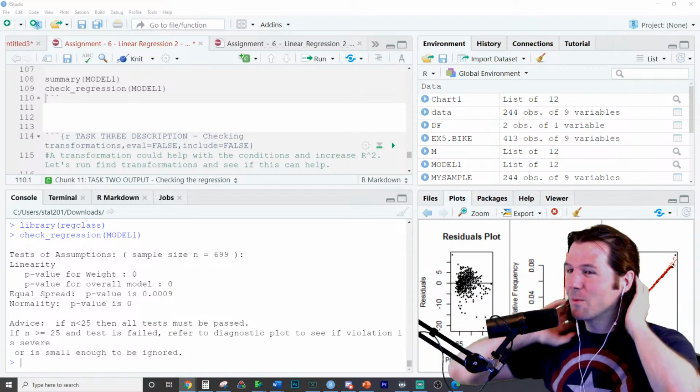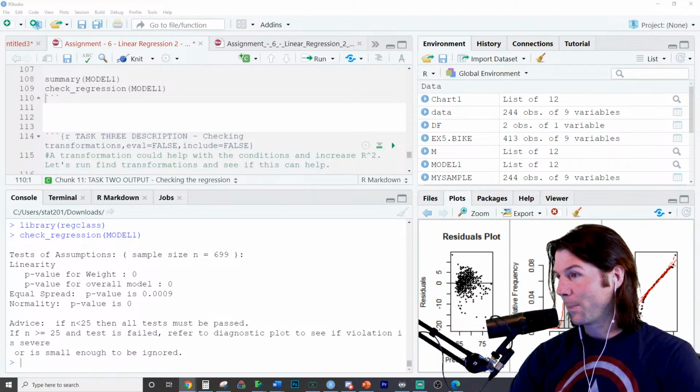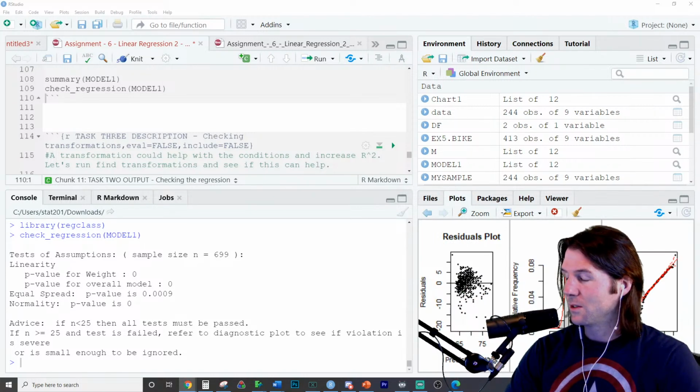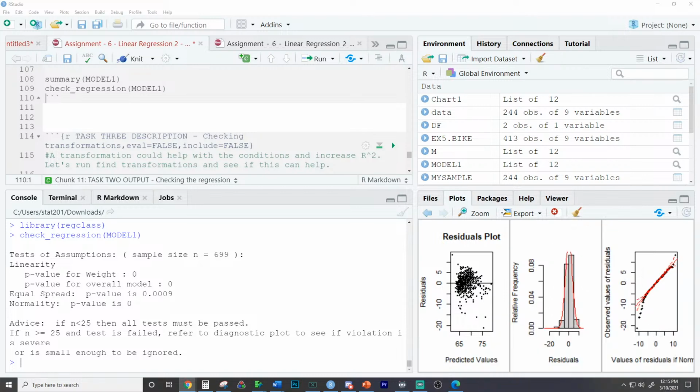I'm going to sum up all of this right here very quickly. You ready? Here's my communication to somebody who doesn't know statistics. This model I've created has some pretty big problems.